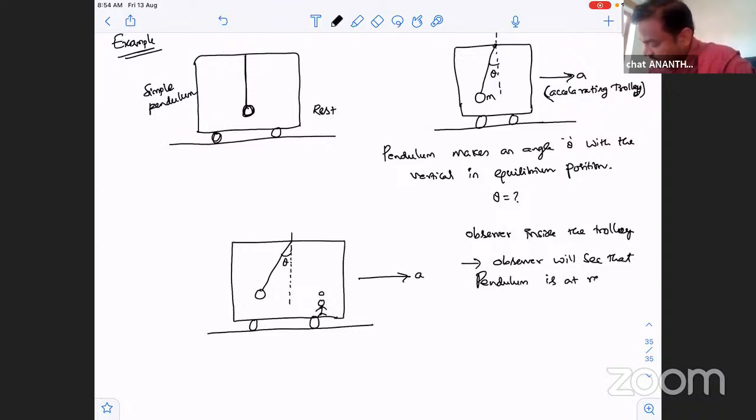Pendulum is at rest. We can also observe this from the ground frame. So if I take the observer inside the trolley, then the pendulum will be seen at rest.